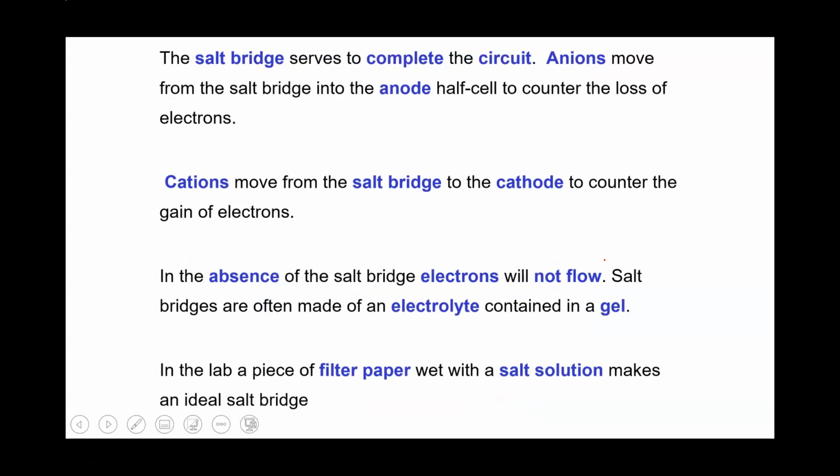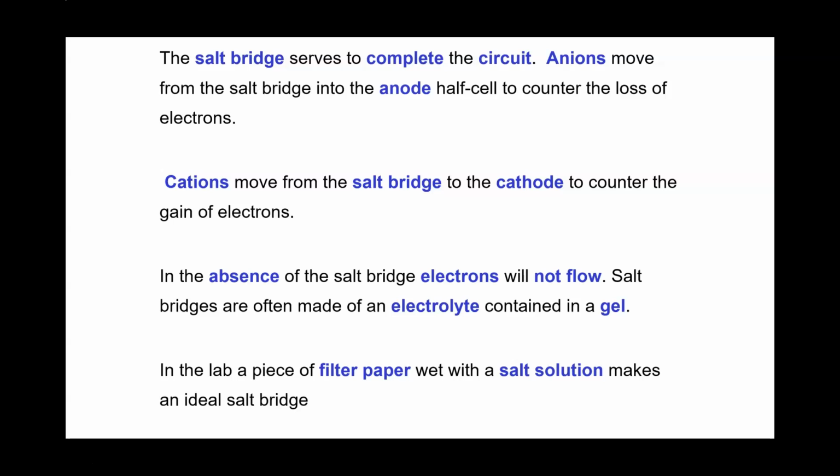So the salt bridge serves to complete the circuit. Anions move from the salt bridge into the anode half cell compartment to counter the loss of electrons, and cations move from the salt bridge to the cathode to counter the gain of electrons. Pretty quickly you recognize that if you set a cell up and you don't have a salt bridge, nothing happens. In the absence of the salt bridge, electrons do not flow.